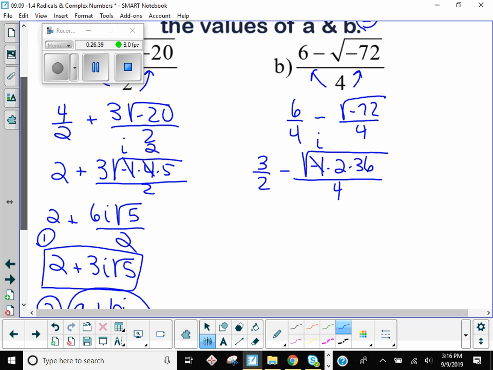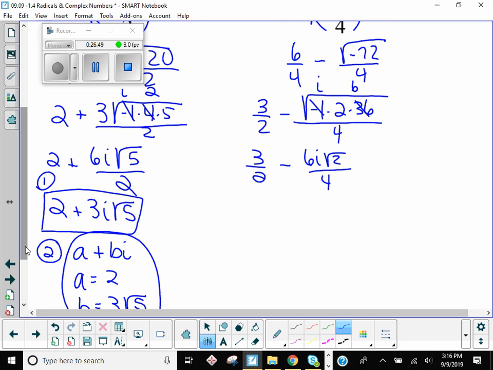The 36 comes out as 6. So now I have 3 halves minus 6i radical 2 over 4. And then that 6/4 simplifies again to 3 halves. So that's just the first part of the problem. The second part is to identify A and B.